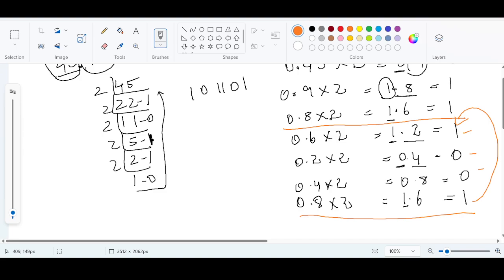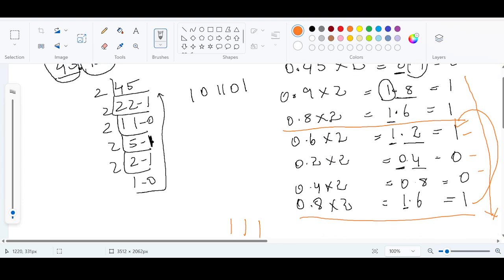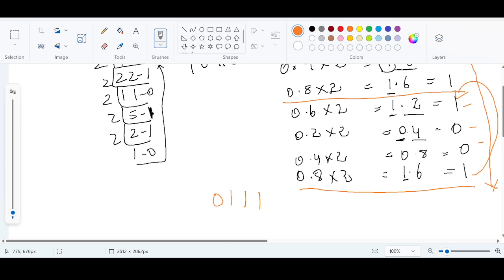This time you have to collect all these numbers from top to bottom. How do we collect? We have 0 1 1 1, and we are missing one more 1. We have 0 also. 0 1 1 1 0 0 1. 0 1 1 0 1. Again from this point it is repetitive: 1 0 0 1.